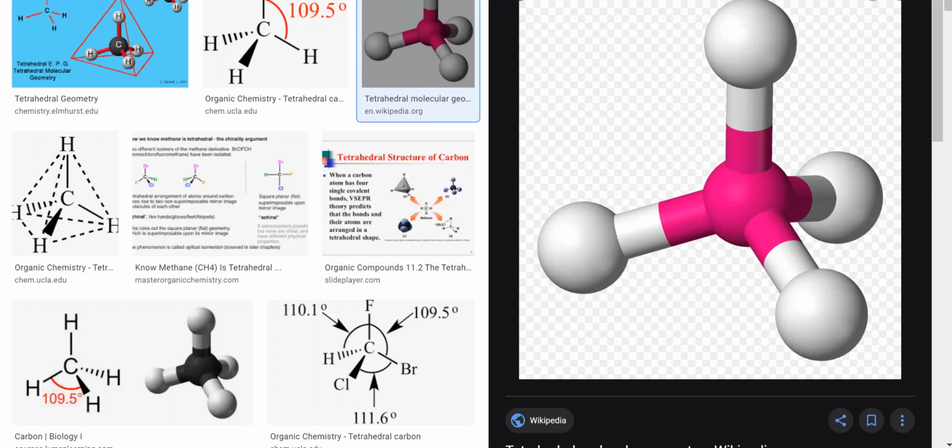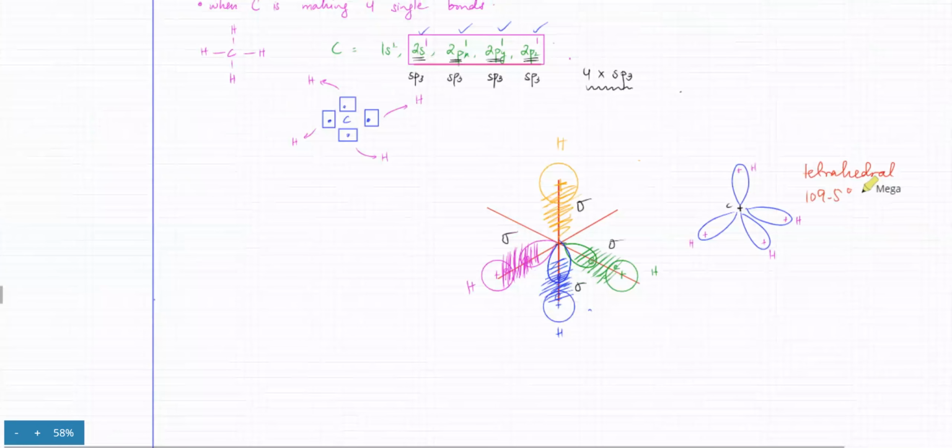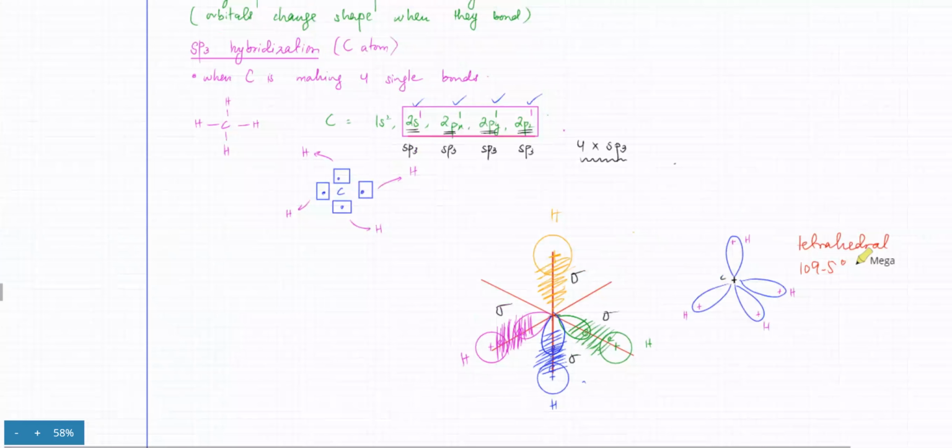So no matter which way you turn this thing, it looks exactly the same, and the angles remain exactly the same. All of them have exactly the same angle. So it's a three-dimensional shape. It's called tetrahedral, and 109.5 degrees is the bond angle. So remember, carbon is making four single bonds. That's sp3 hybridized.